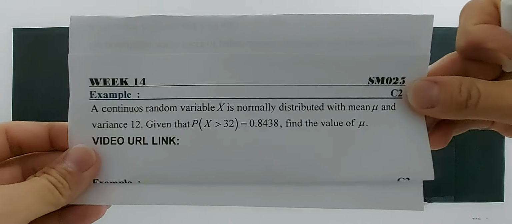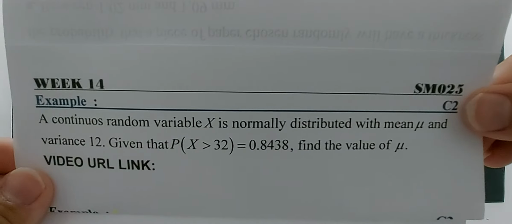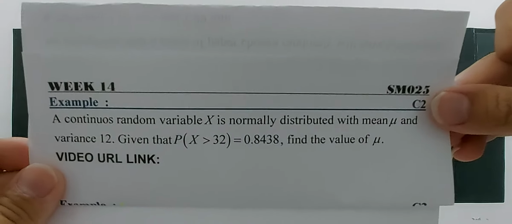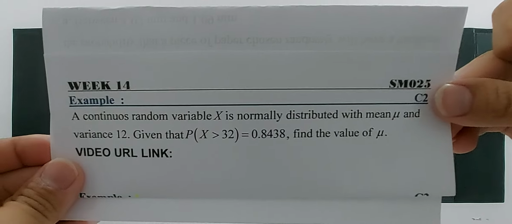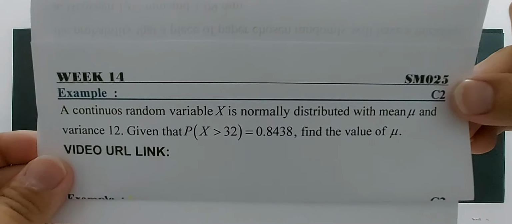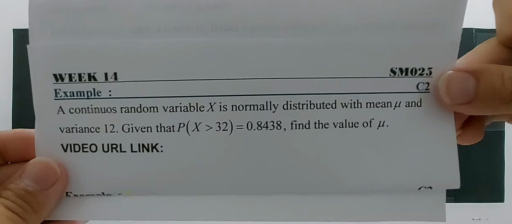Right? Let's look at these examples. It's a continuous random variable x. X is a continuous random variable which is normally distributed with mean and variance 12 here.